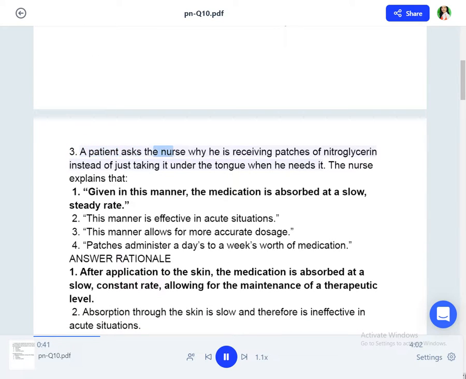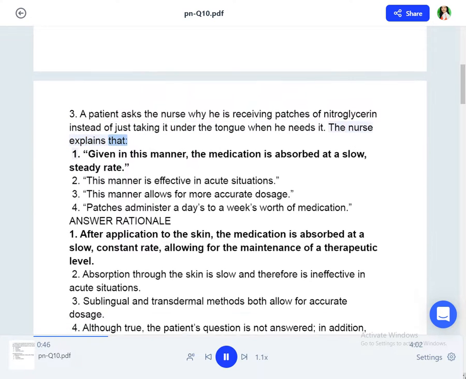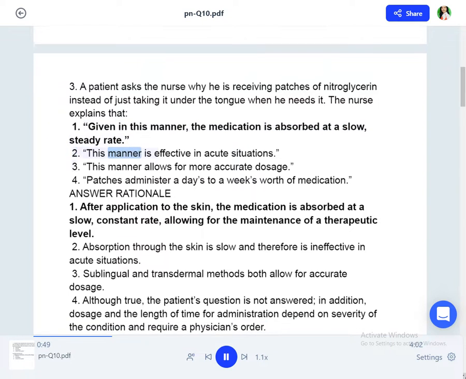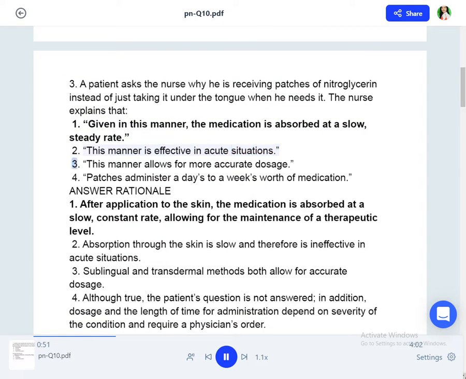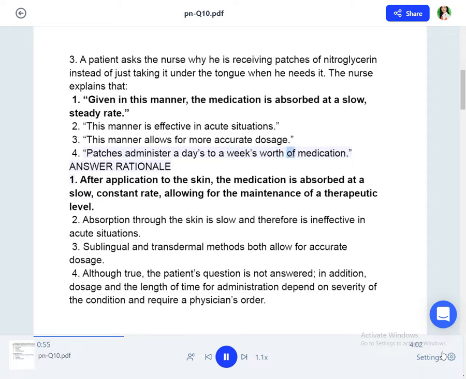3. A patient asks the nurse why he is receiving patches of nitroglycerin instead of just taking it under the tongue when he needs it. The nurse explains that, 1. Given in this manner, the medication is absorbed at a slow, steady rate. 2. This manner is effective in acute situations. 3. This manner allows for more accurate dosage. 4. Patches administer a day's to a week's worth of medication.